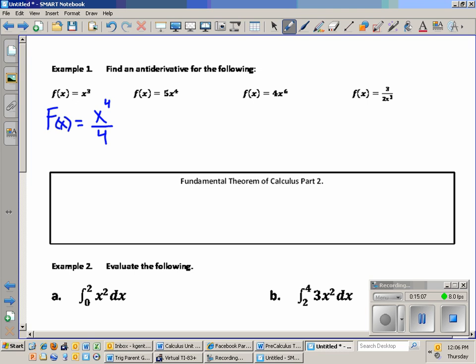F of x would be x to the 4th over 4. If you want to check to see if it's right, take the derivative. If you take the derivative of x to the 4th over 4, you'll get 4x to the 3rd over 4. And the 4's cancel, you get x to the 3rd.